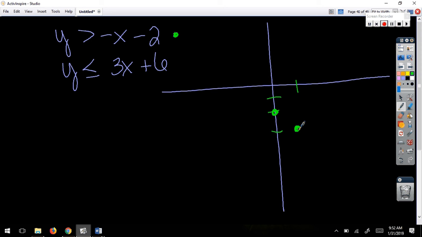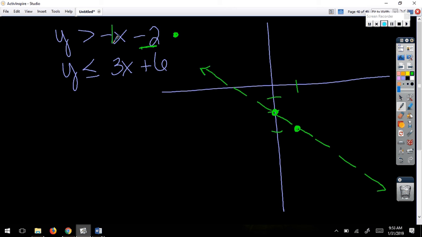Okay? So my question is, is it dashed or is it solid? Dashed. Why is it dashed? Because it has no line. That is correct. I'm doing the first one. I put a point at -2. Then I went down 1, over 1. Okay?